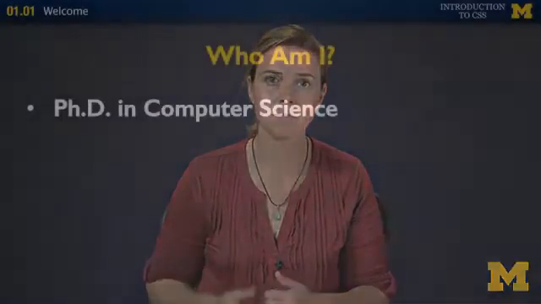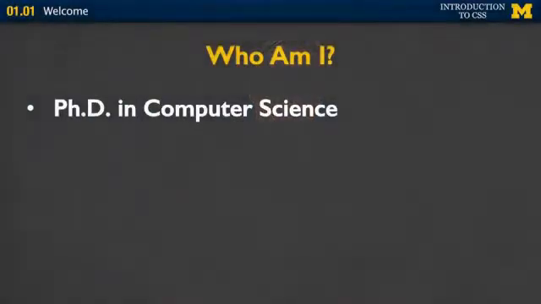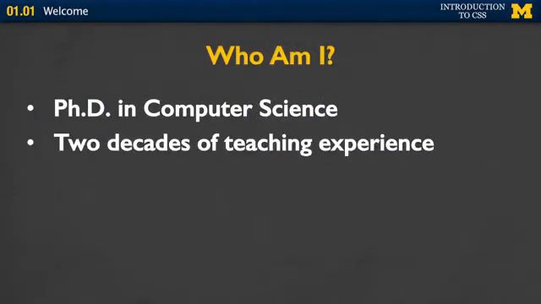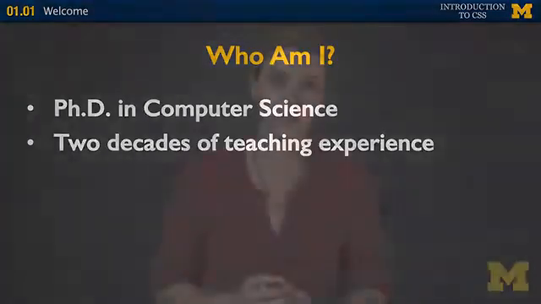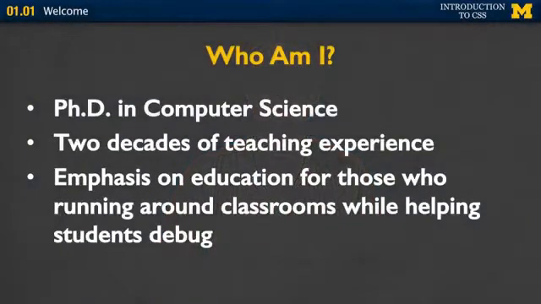So if you want to know a little bit more about me and why I'm choosing to teach this class, here's a little bit of background information. I have a PhD in computer science, but to be honest, that's really the least important part. What I really have is 2 decades of teaching experience. During this time, I have taught a wide range of students in a wide range of topics. And I found that I really enjoy explaining things in different ways, and I really enjoy reaching out to students who maybe have more questions. My emphasis on education has always been running around the classroom, helping students debug, meeting with them one-on-one.